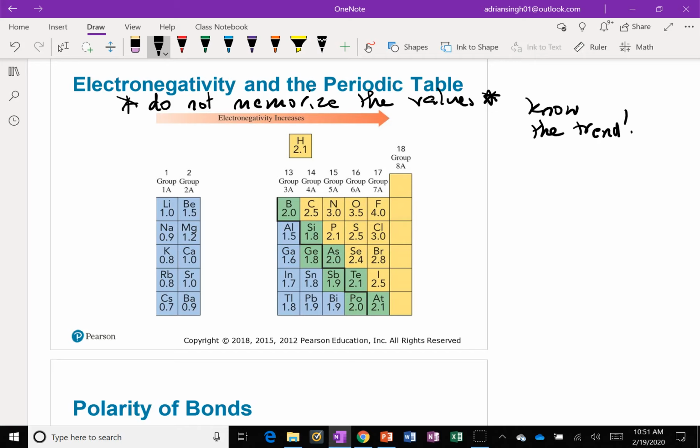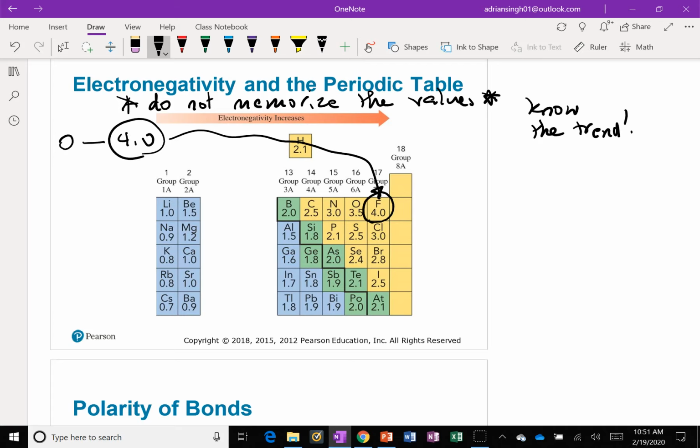You'll notice here, the element with the highest electronegativity is fluorine. 4.0 is considered the highest electronegativity, and then it goes all the way back to 0. So the electronegativity values go from 0 to 4.0. Fluorine is the most electronegative element there is.